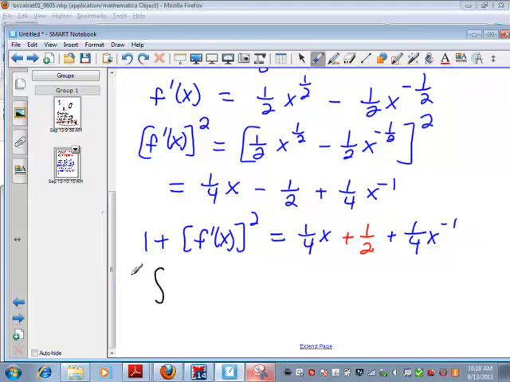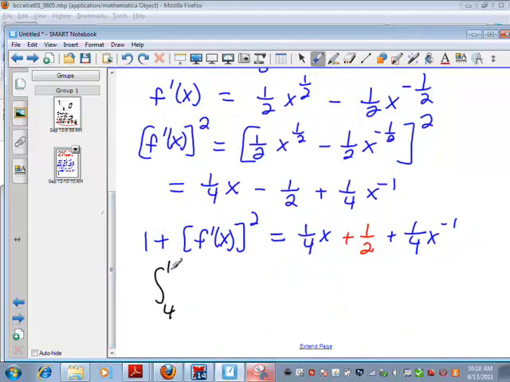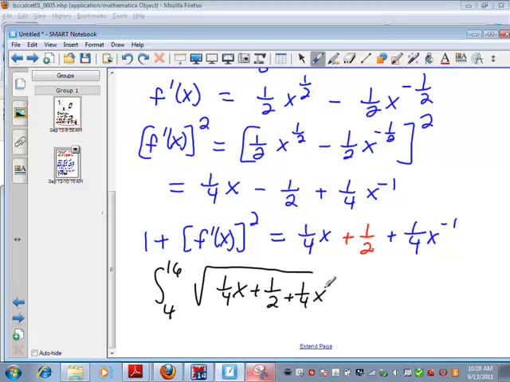All right, so the integral from 4 to 16 of the square root of 1/4 x plus 1/2 plus 1/4 x to the minus first. I'm probably going to be giving full credit for that, okay? Where did the 1 at the beginning, 1 plus? Right, because 1 minus 1/2 is 1/2. Because if I add 1 to this, then that minus 1/2 becomes a plus 1/2.